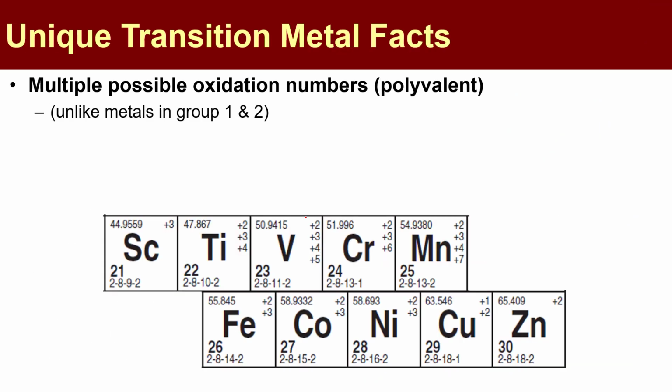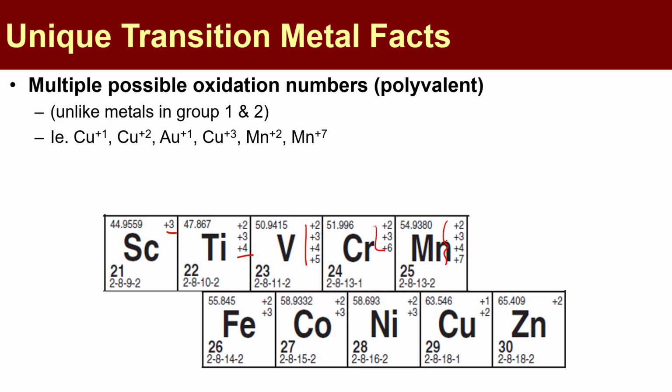And one of the unique things that you guys will find about transition metals is that when you look closely at the boxes on the periodic table, you would see multiple oxidation numbers that are here. Now, what does that mean?